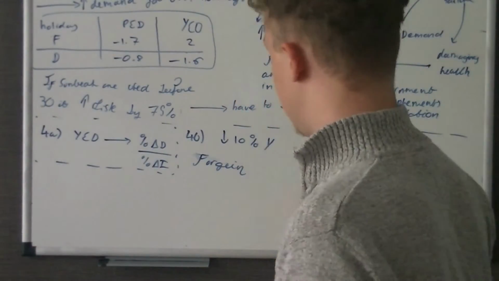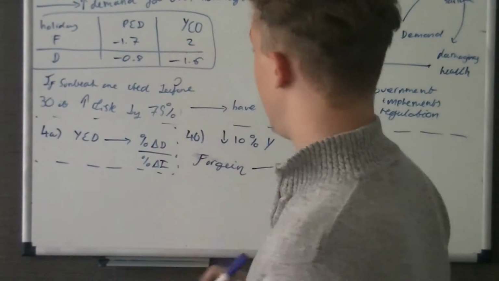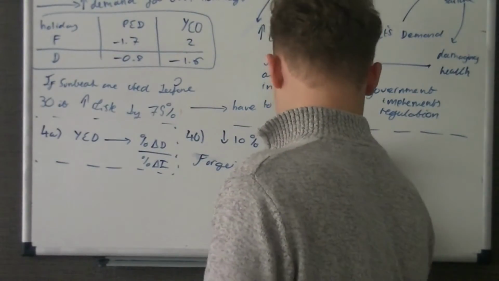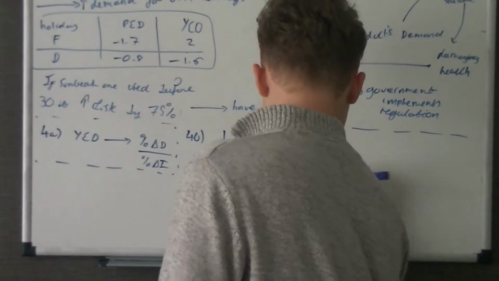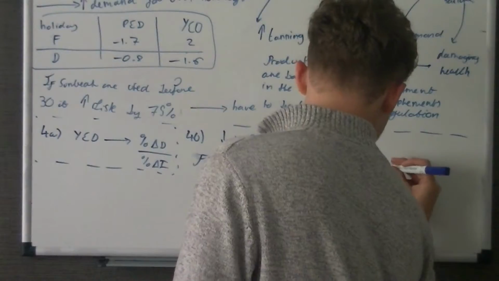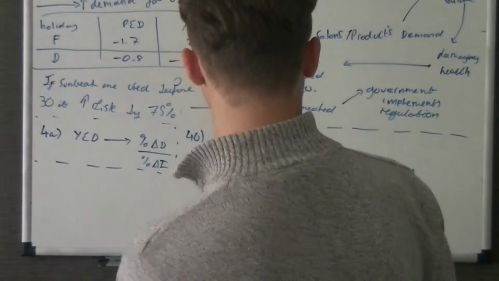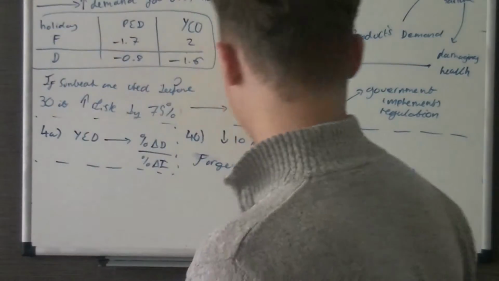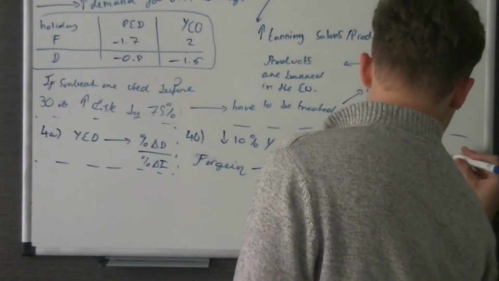So foreign holidays, and obviously for this you'd break it down: YED equals 2. This means it's a luxury good, as it's larger than 1 and is positive. So you say it's bought as people's incomes increase. You say it's a luxury good and describe what a luxury good is.